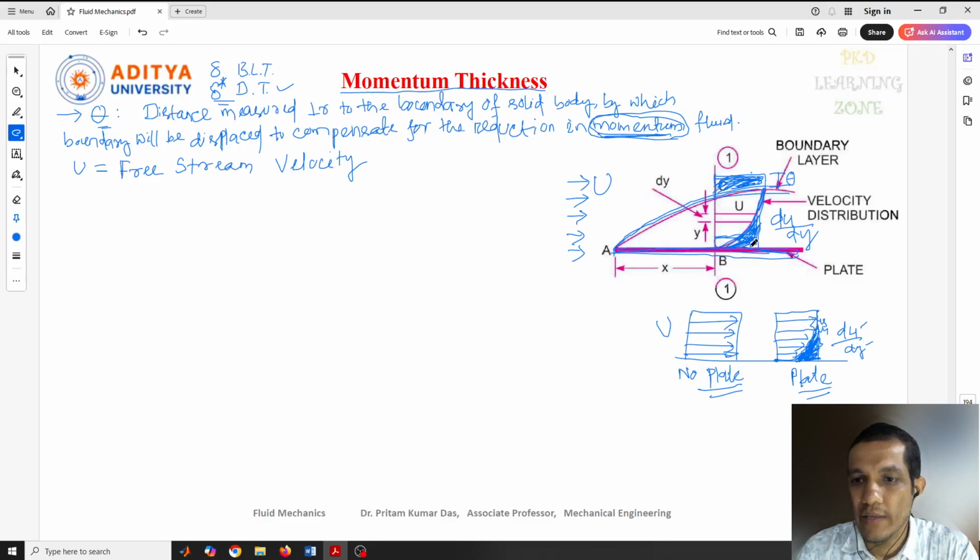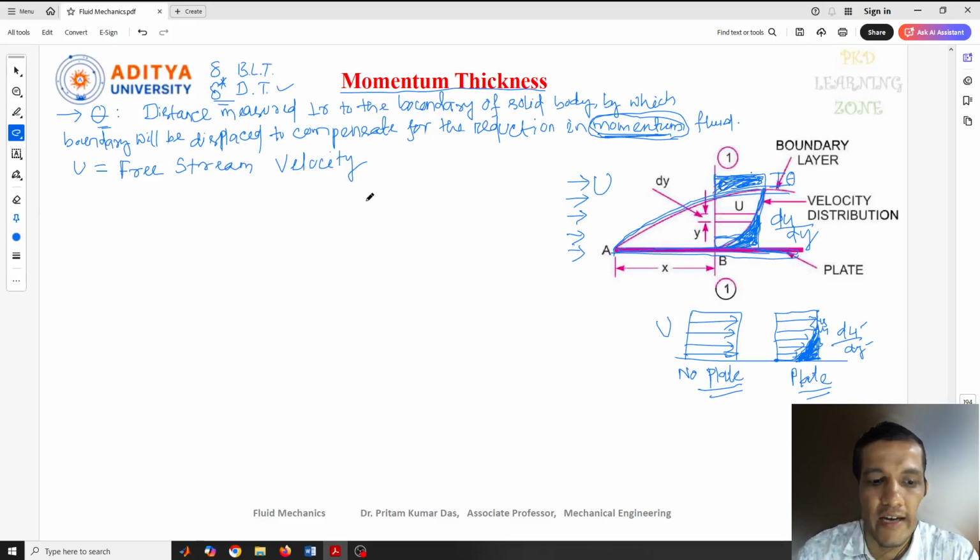The similar concept we have already discussed, the same thing as the mass flow rate in the displacement thickness. Similar kind of thing is there. So to identify how much displacement happened, or how much thickness or distance was displaced to compensate this reduction, we need to derive this equation.